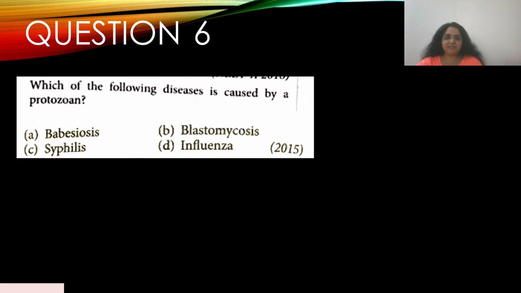Question number 6. Which of the following diseases is caused by a protozoan? This appeared in 2015. You have A, babesiosis, B, blastomycosis, C, syphilis, and D, influenza. So it has to be a protozoan disease. So it can't be B, it can't be syphilis, and influenza, no. So it's babesiosis. So the answer is A.